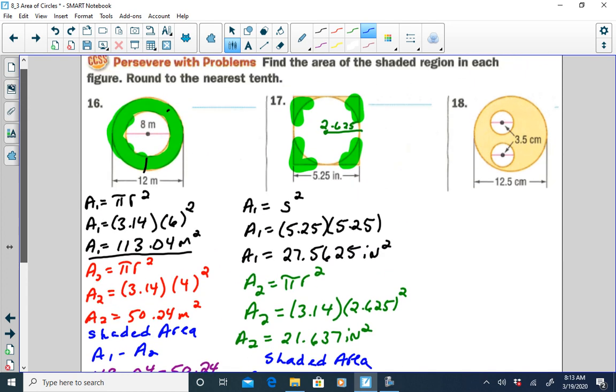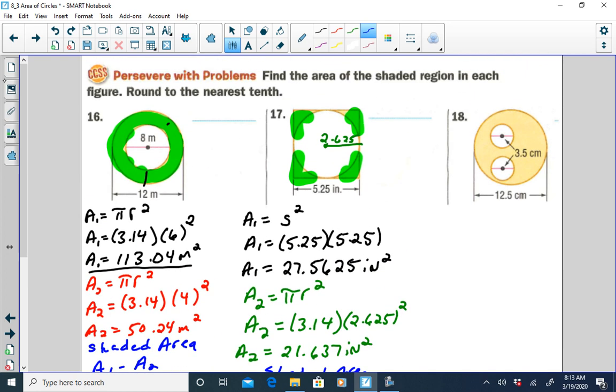Alright? Now, if you guys want to try this last one on your own, go ahead and give it a shot, right? It's a little tricky, but try it, do what you can, and then turn the video back on and check it, right? But I'm going to do problem 18 here. Now, when we do problem 18, we're going to have to first find the area of this entire circle, and then subtract the area of these two smaller circles, right? So that's what we're going to do here.